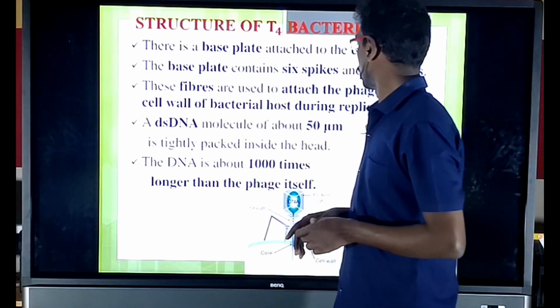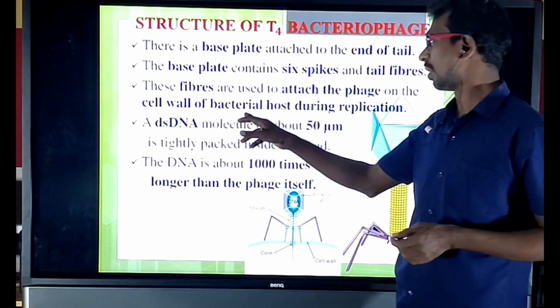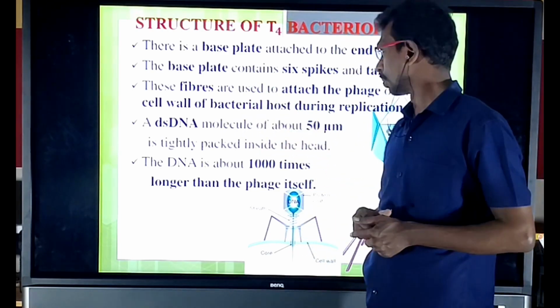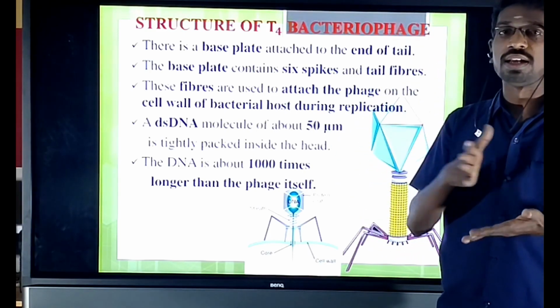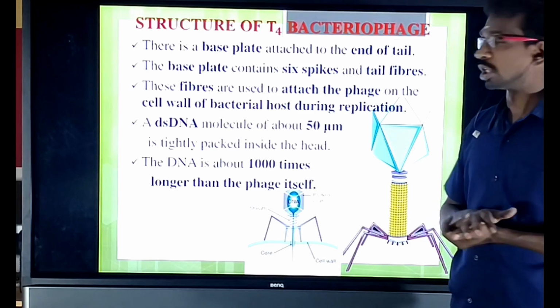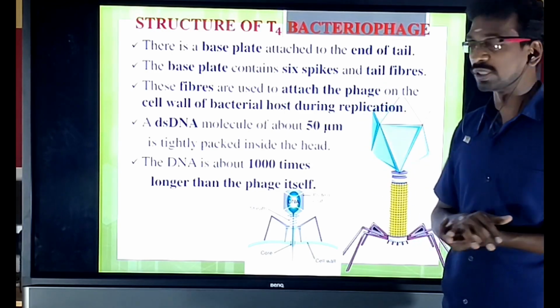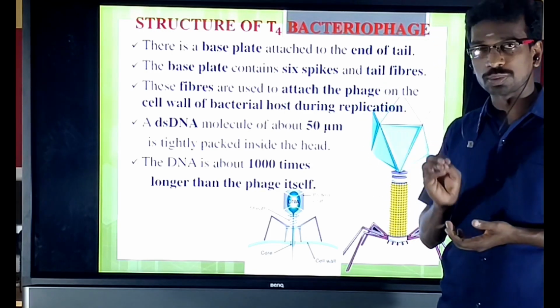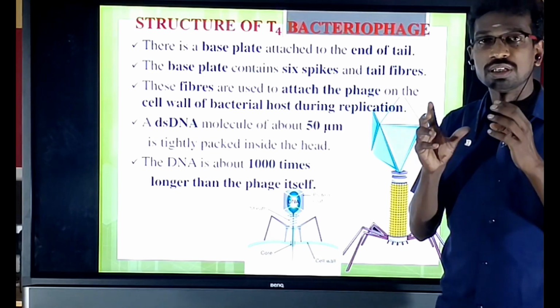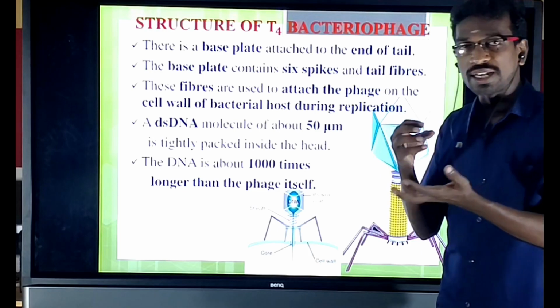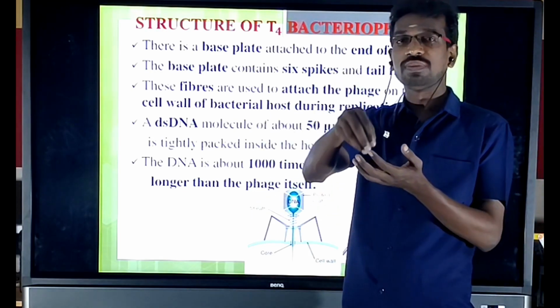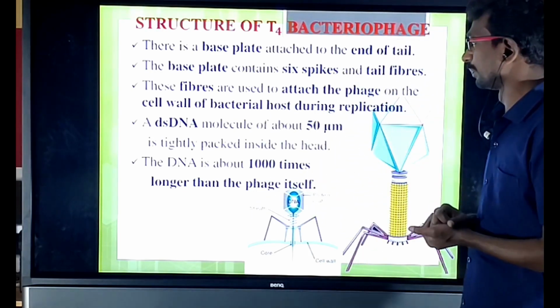These fibers are used to attach the phage to the cell wall of the host bacteria during replication. When it attacks the bacteria, the basal plate mainly takes part, since it contains the spikes and the tail fibers. So that is very essential for establishing the attachment of the phage particle with the host bacteria.